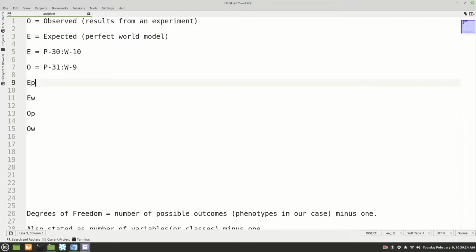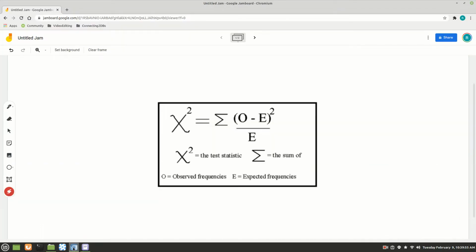So let's go back up here and figure out what these are. So the expected for purple is 30. The expected for white is 10. The observed for purple is what, 31? And the observed for white is 9. So now what we need to do is put that into this equation.